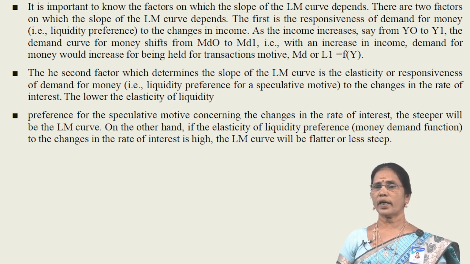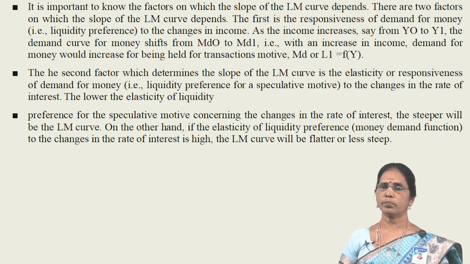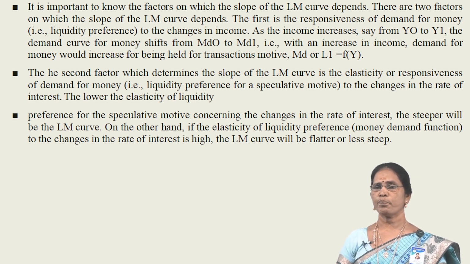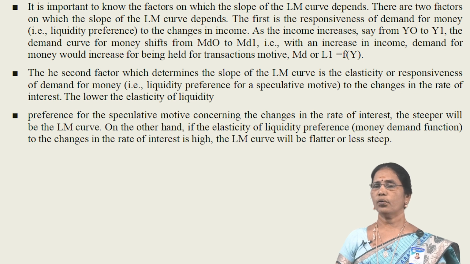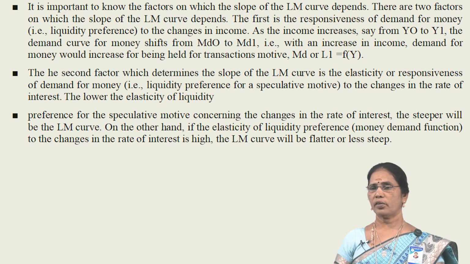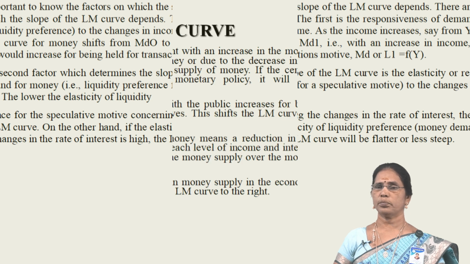The second factor which determines the slope of the LM curve is the elasticity or responsiveness of demand for money, therefore the liquidity preference for a speculative motive, to the changes in the rate of interest. The lower the elasticity of liquidity preference for the speculative motive concerning the changes in the rate of interest, the steeper will be the LM curve. On the other hand, if the elasticity of liquidity preference to the changes in the rate of interest is high, the LM curve will be flatter or less steep.